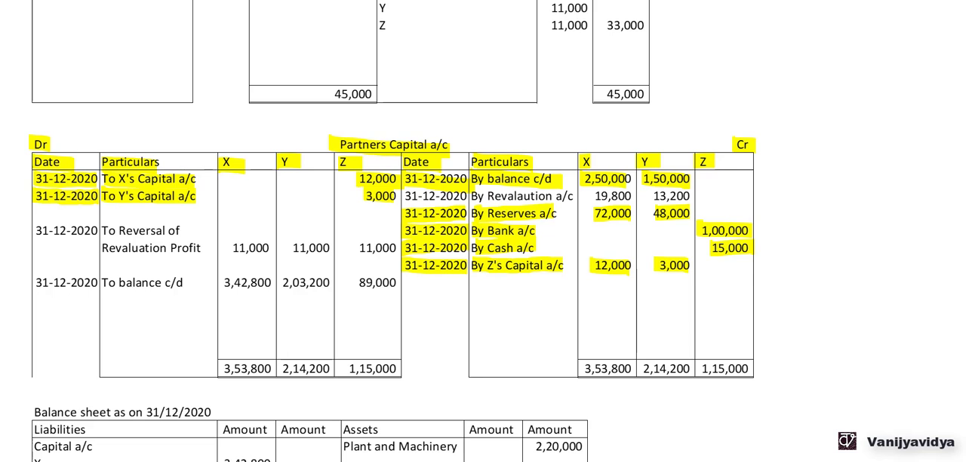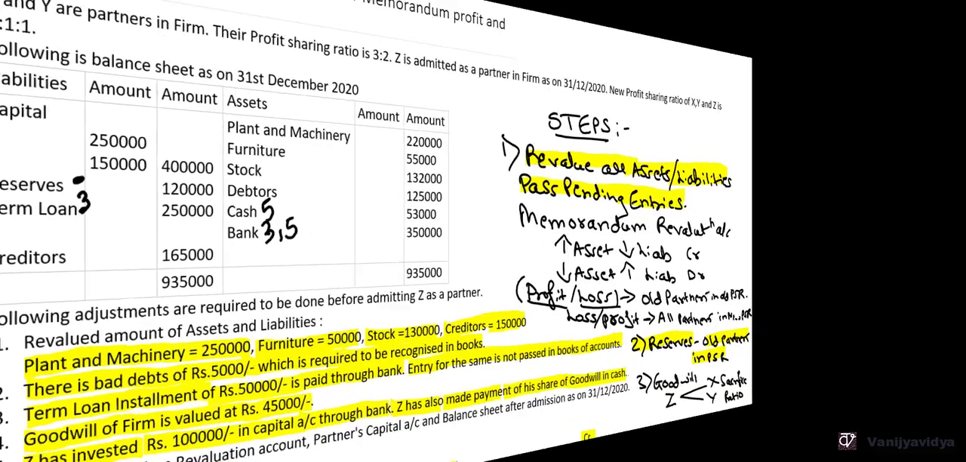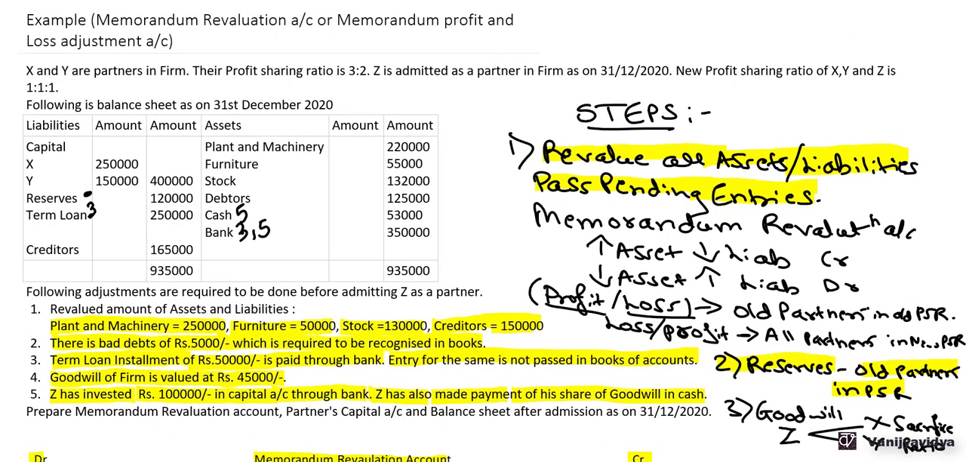Now the second effect of this will be we have to reduce it from the reserves account while preparing our balance sheet. So reserves will be 0 in the new balance sheet. Now step 3 is goodwill. We have already calculated what was the goodwill share of Z, and it is already distributed to X and Y in the sacrifice ratio. Now we have completed all the steps except for transferring the profit and loss on revaluation of the assets to old partners and then reversing the same entry, and that will be distributed to all partners in the new profit sharing ratio. Now let us go to the memorandum revaluation account.